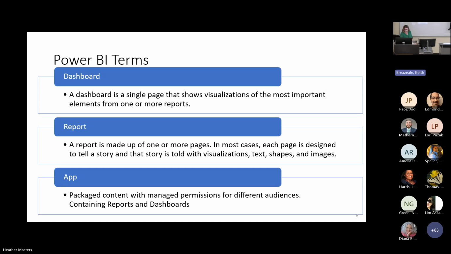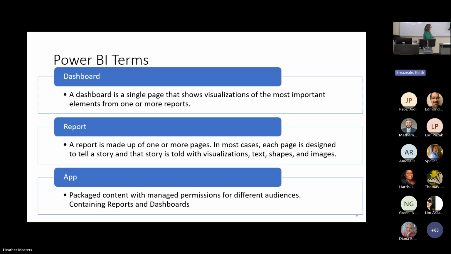Some Power BI terms. A dashboard is a single page that shows visualizations of the most important elements from one or more reports. A report is made up of one or more pages. In most cases, each page is designed to tell a story, and that story is told with visualizations, text, shapes, and images. You can package up your reports into an app.